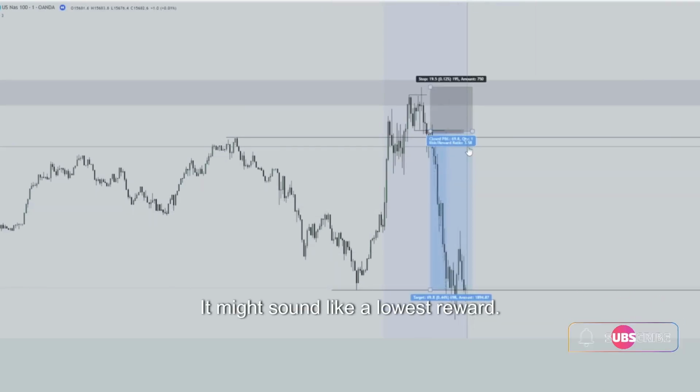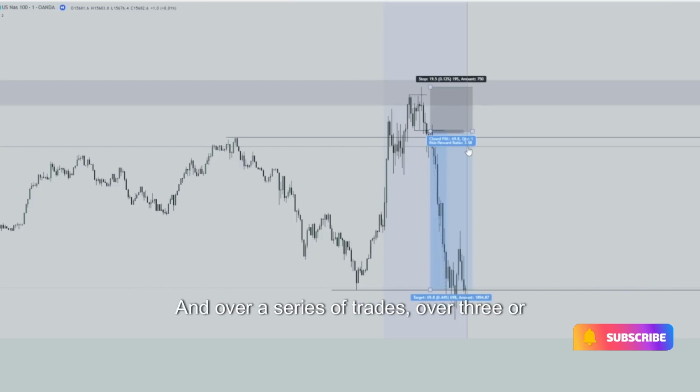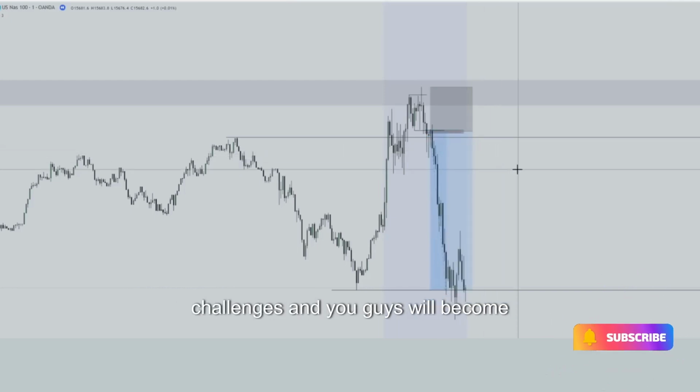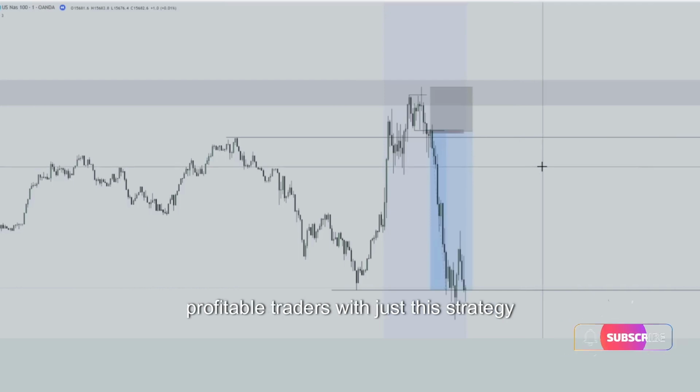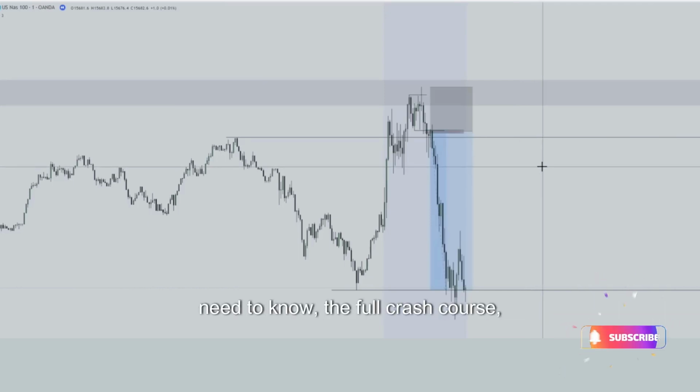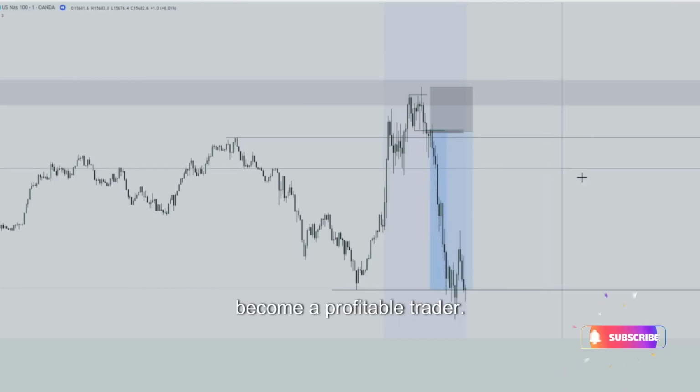It might sound like a low risk reward, however, this is very high, and over a series of trades, over 3 or 4 trades, you guys can pass your funded challenges, and you guys will become profitable traders with just this strategy alone. If you follow the rules, and I've literally given you everything you need to know, the full crash course, the full trading plan, and if you guys stick to this, you will become a profitable trader.